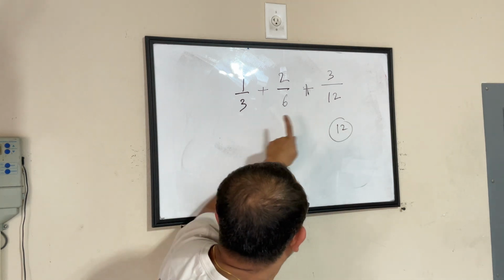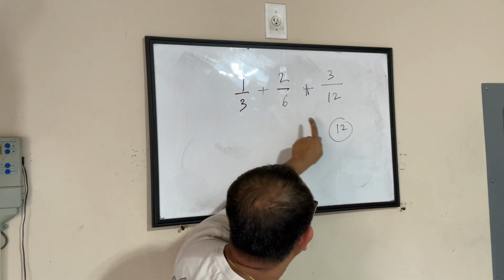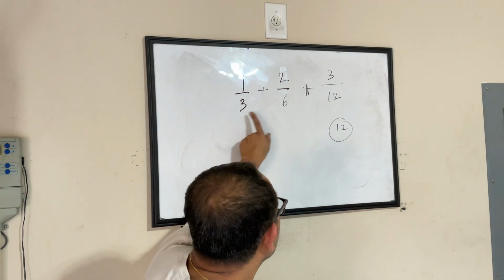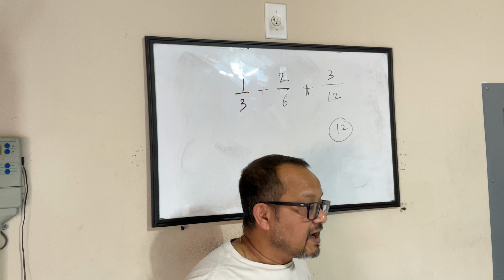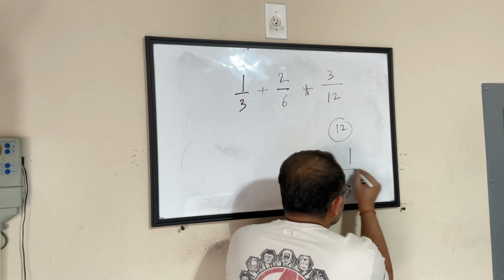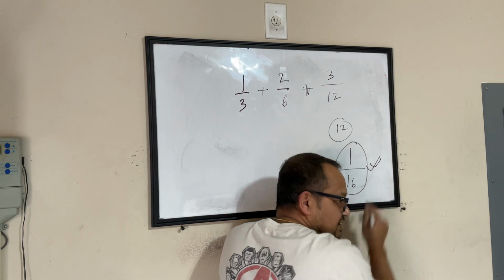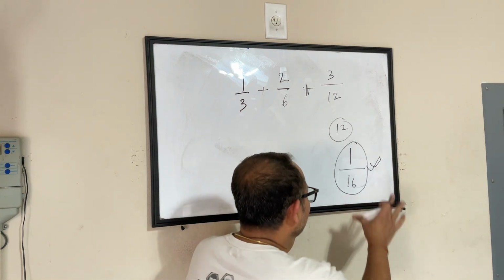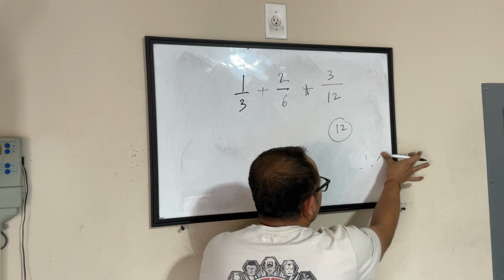Now, the interesting fact here is 12 comes in the table of 6 and also comes in the table of 3. Meaning, I can have the same denominator everywhere. Our goal is to get the same denominator so that we can call it some fruit. I'll call it pineapple, let's say, this time. Okay?